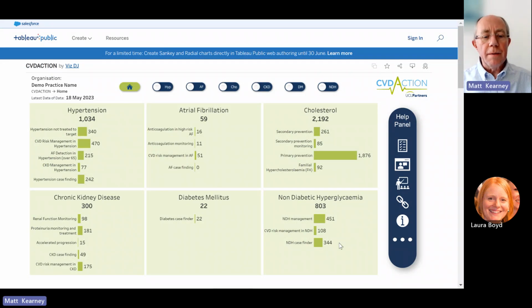I'm going to show you the CVDAction dashboard with dummy data. CVDAction brings together key indicators for the 6 high-risk conditions that cause cardiovascular disease. It brings together around 85 searches and integrates them into a dashboard. It's built to a national standard reflecting CVD Prevent, using the same indicators and code sets.